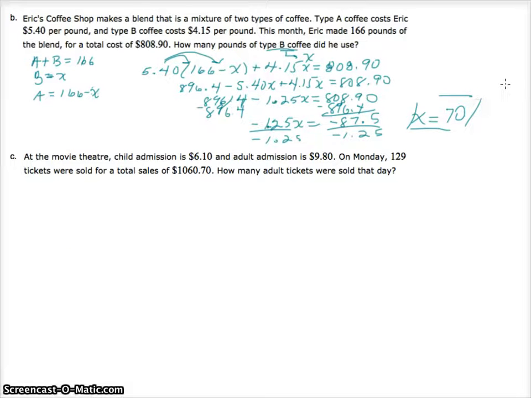Okay, for part C, go ahead and set up the equation on your own. It sets up a lot like the last two we did. So go ahead and set that up on your own. We'll talk about the problem in class. Good luck.